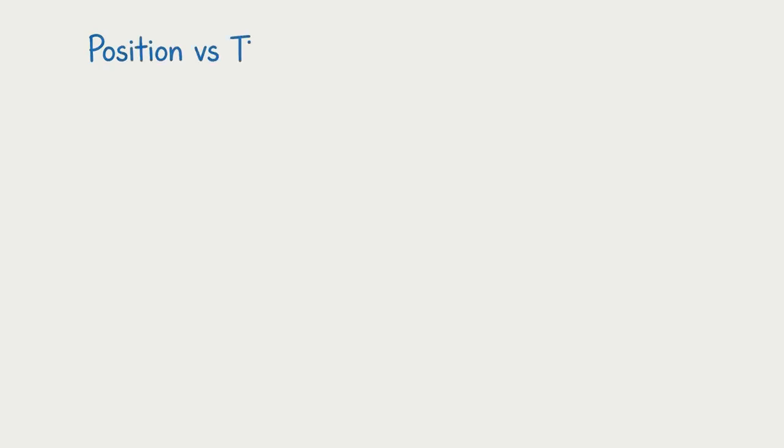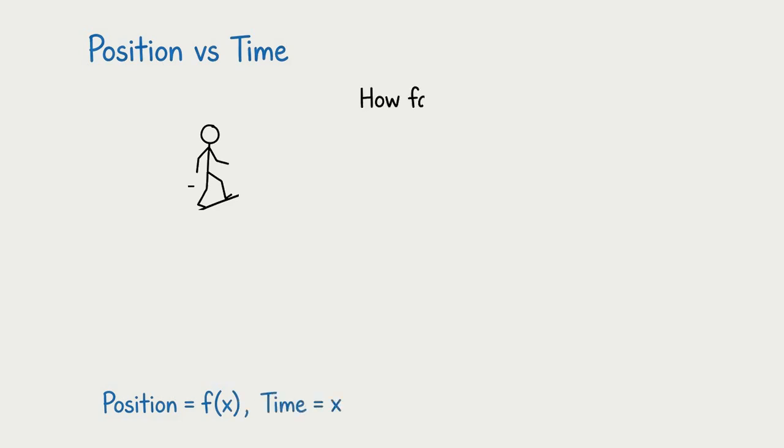Okay, let's break this down. You're walking along a path and your position depends on time. Let's call your position f of x, where x is time. Now, if you want to know how fast you're moving, you could look at how far you went over a short time. That's your average speed.